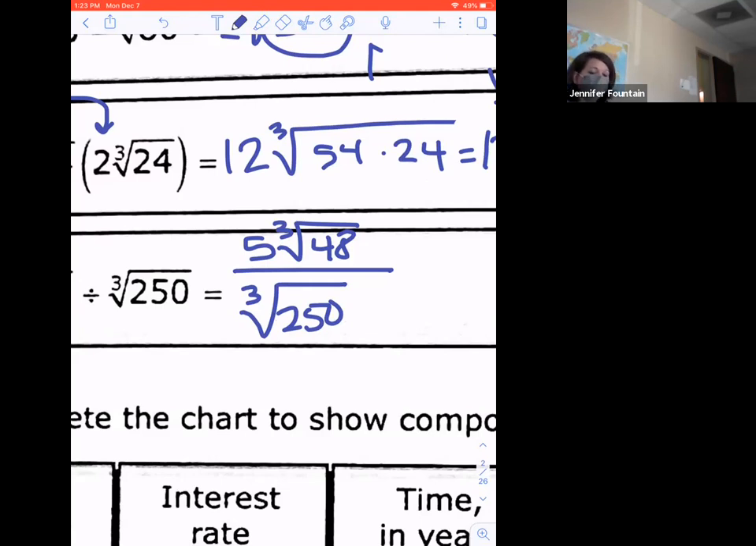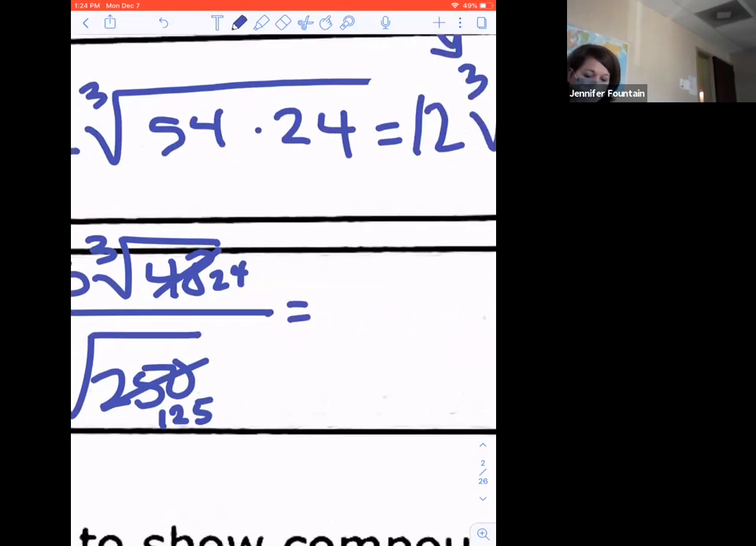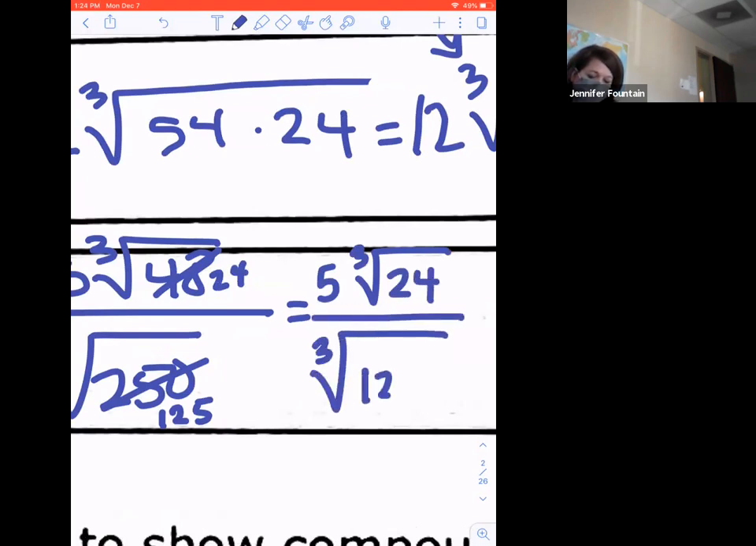But I can simplify 48, the cubed root of 48, over the cubed root of 250. What number will divide evenly into both of those? What's my smallest number that'll divide evenly into both of them? A 2, right? Because they're both even numbers. What is 48 divided by 2? 24. What would 250 divided by 2 be? 125. So now I've got 24 and 125. Is there anything that will divide evenly into either of those? Not that I can think of. So now I have 5 times the cubed root of 24 over the cubed root of 125.